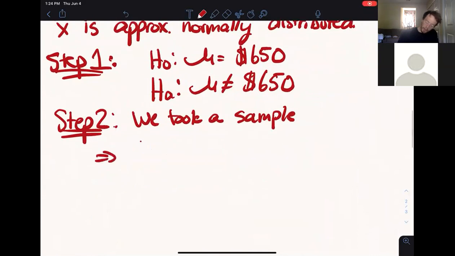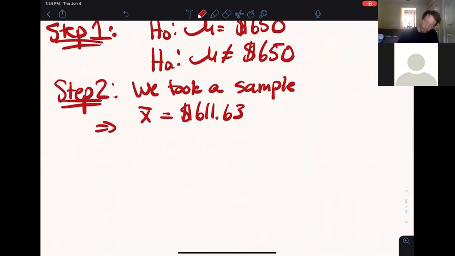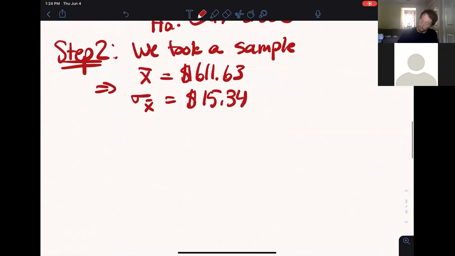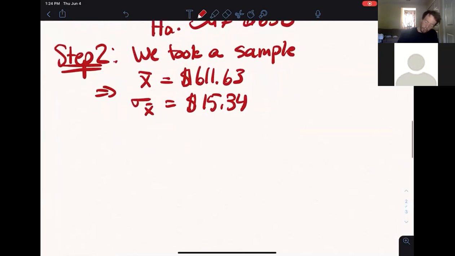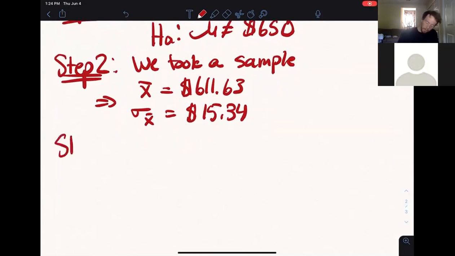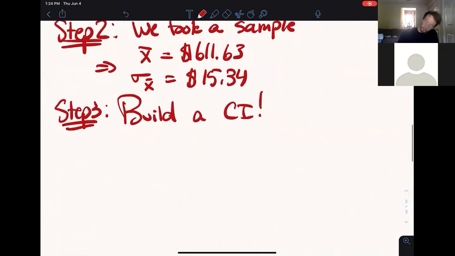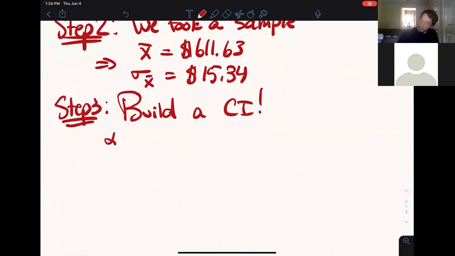And we got that X bar was equal to 611.63. And then we did this sort of magic mumbo jumbo to say that this was equal to 15.34. Okay. So that was step 2. Step 3, build a confidence interval. So we want, I think in this case, we want to do a 95% confidence interval.